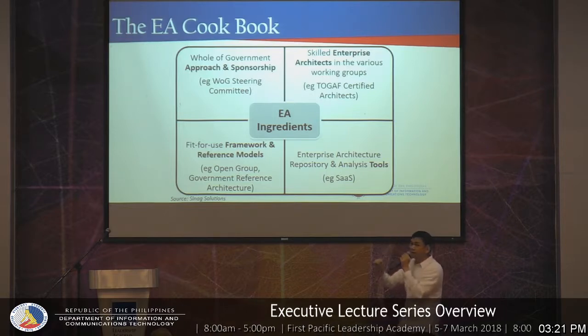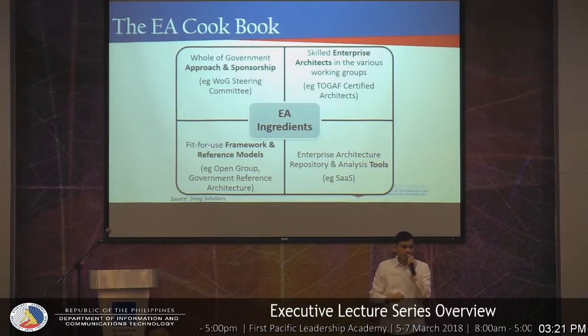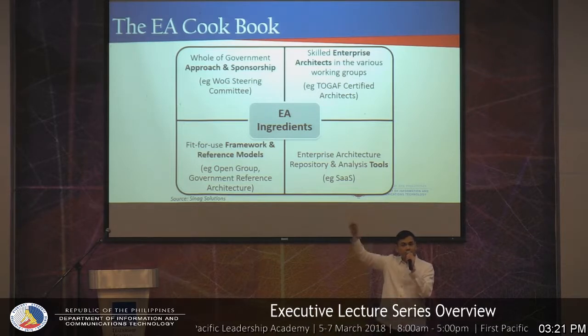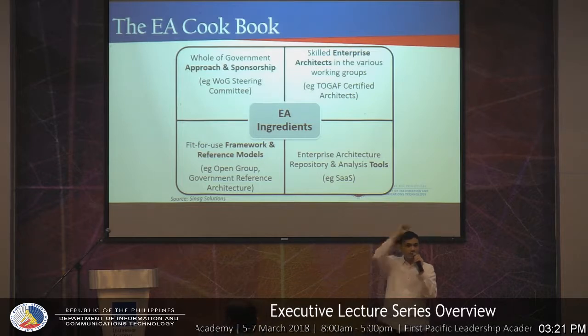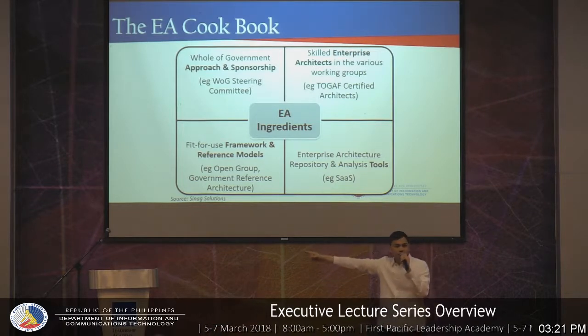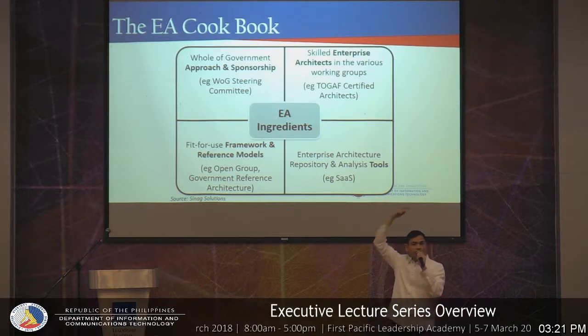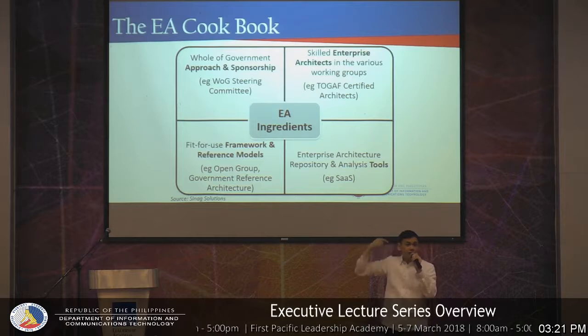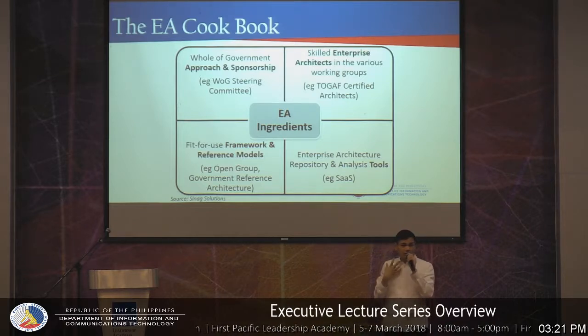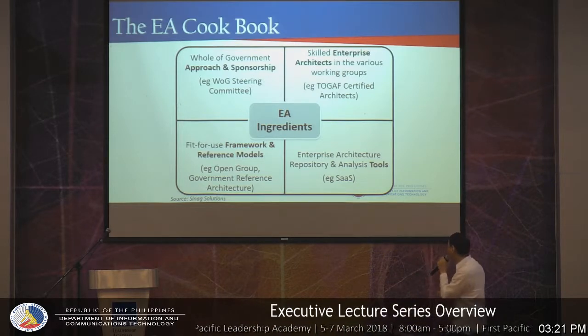Number 2, we need to have the skilled enterprise architects in place. People who think business process, application, information, and technology, people who think strategy and linking it to projects, people who think and collaborate with the other organizations that I need to collaborate with because they will be needed by my stakeholders and my citizens.